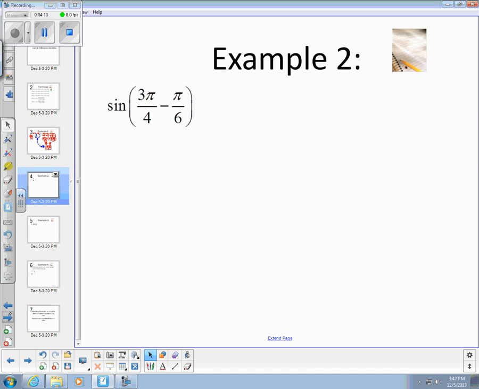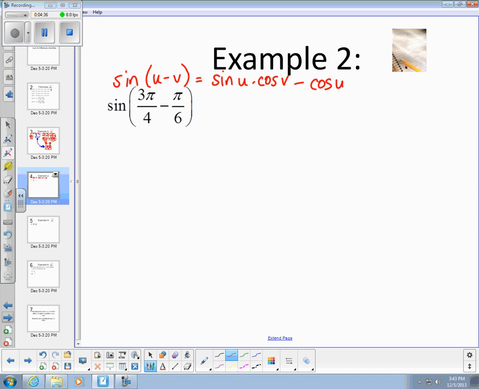Okay, let's look at an example that uses the sine. And this time it's subtraction. So we're looking at the formula for sine of u minus v. And if you look back at the formulas you wrote down, it says that this is equal to the sine of angle u times the cosine of angle v minus the cosine of u times the sine of v.